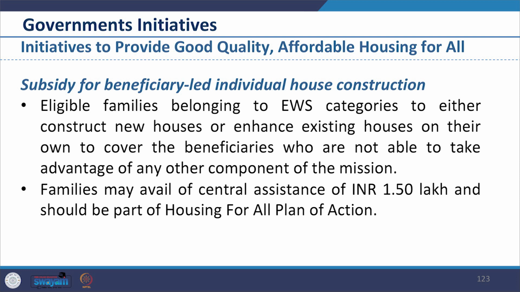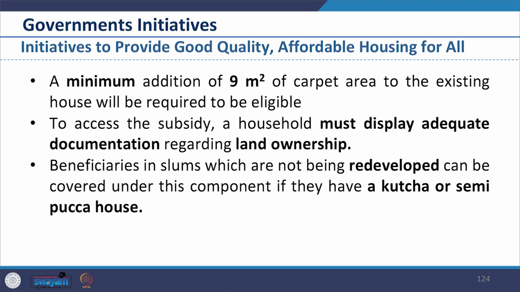Such families may avail of central assistance of 1.5 lakh rupees and should be part of the Housing for All plan of action. A minimum addition of 9 square meter of carpet area to the existing house will be required to be eligible for central assistance under the beneficiary-led construction or enhancement component of the house mission.